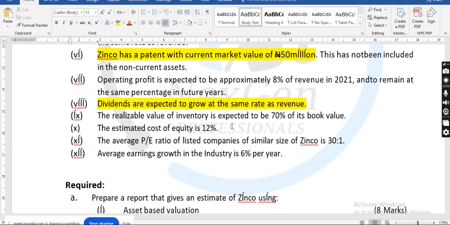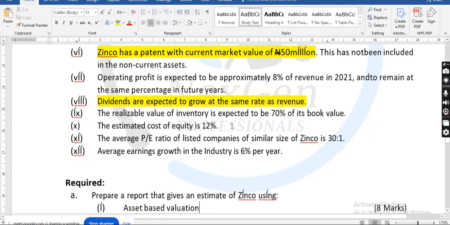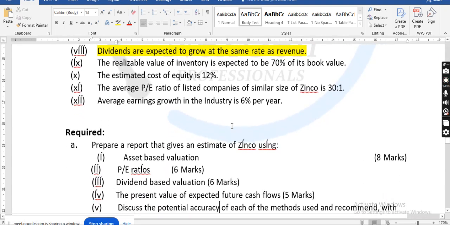So therefore, when you want to discount, you should know that you have to discount with equity. Then something should come to your mind again. If I'm to discount with equity, then this is free cash flow to equity. If I'm to discount with what? With equity. So that is why you have to think. This is the present value of expected future cash flow.